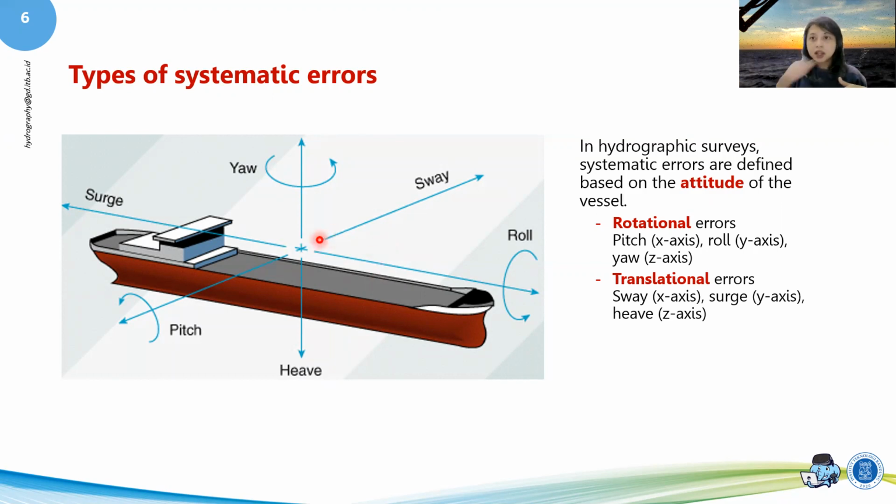So you've got your sway in X, so you move right and left. And then you've got your surge to the front and to the back. And then you've got your heave, which is the most important one. So you've got a movement up and down. And normally, the bigger your wave is, the bigger your heave would be. So those are the most important things that you need to know.